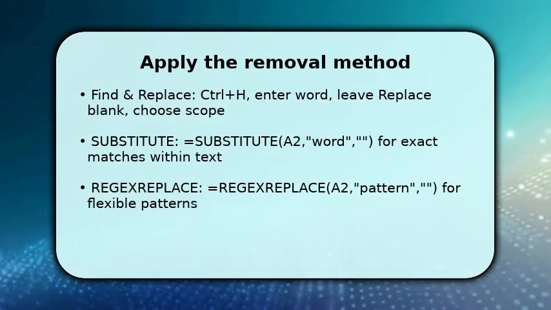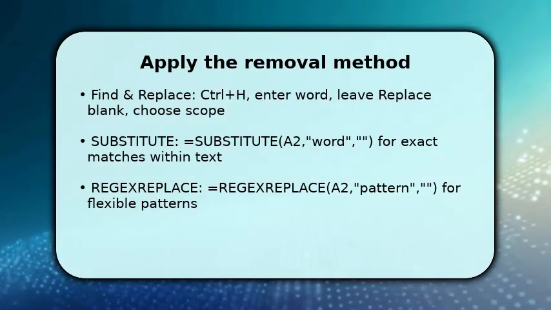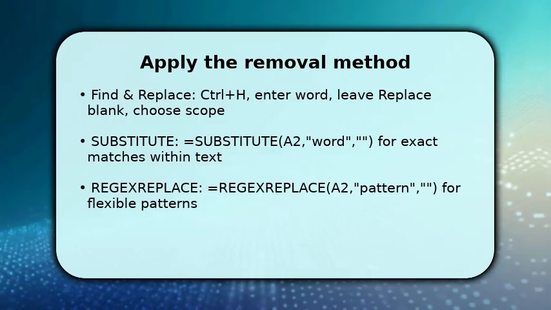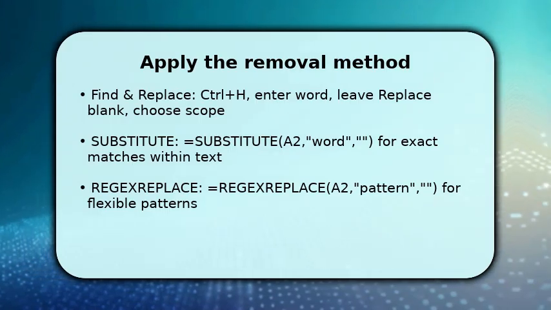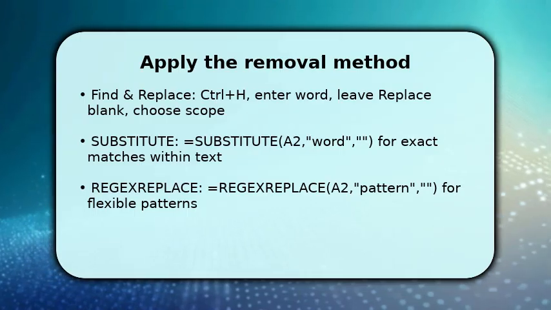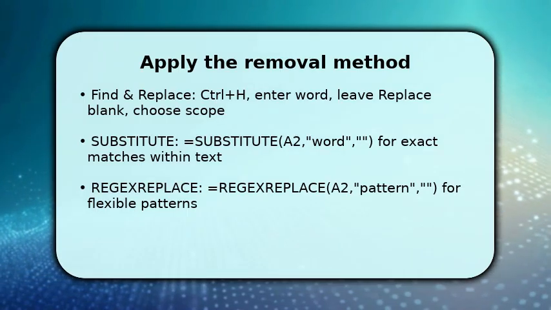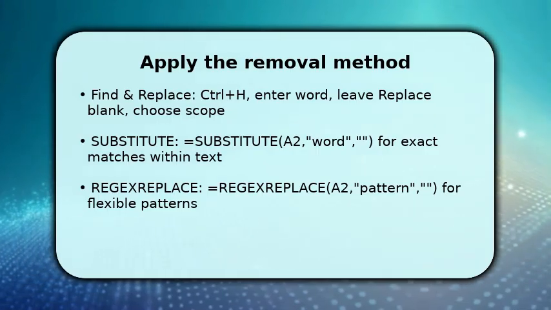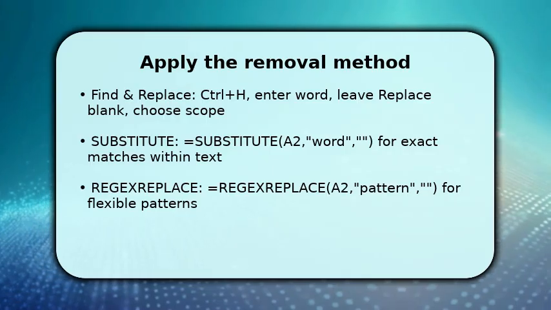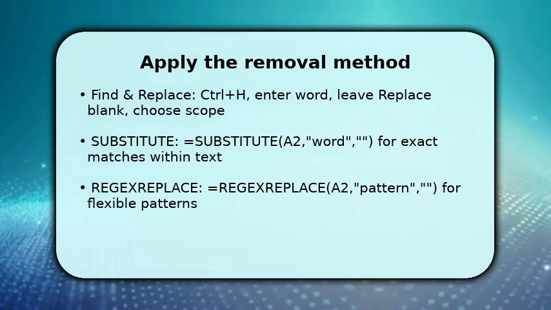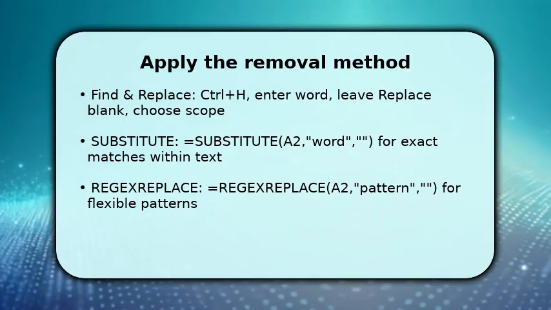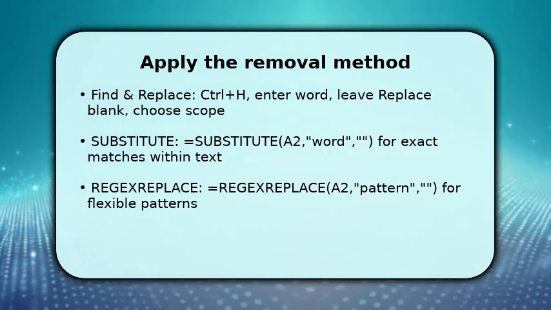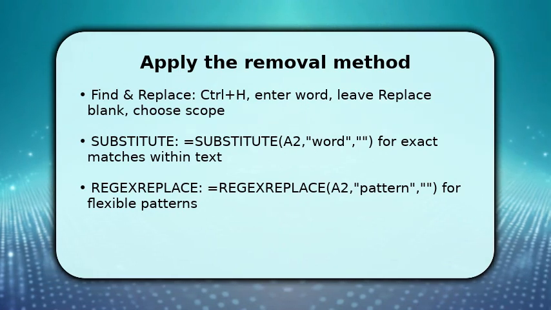You now perform the chosen removal. For find and replace, press Ctrl+H, type the word and leave replace empty, then pick current sheet or range and replace all. If you need formula-driven results, use equals SUBSTITUTE, A2, word, to remove exact substrings while preserving other content. For complex patterns like punctuation or word boundaries, use equals REGEXREPLACE, A2, \b pattern \b, which strips matches using regular expressions. Make sure to test on a few cells first so you understand how each approach alters the data.